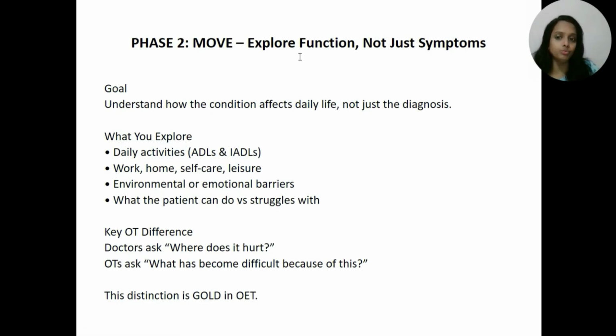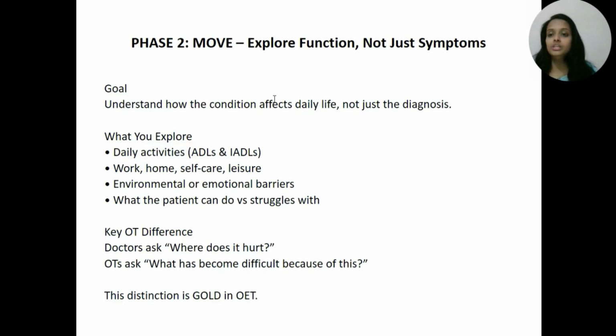This is the Move phase, which means you have to explore the function, not just symptoms. This is where OET candidates must shine. The goal here is to understand how the condition affects daily life, not just the diagnosis. Instead of asking only medical questions, you have to focus on daily activities like ADLs or IADLs, and their work, home, self-care, leisure time, and their environmental or emotional barriers, if any, and what they can do versus what they struggle with.